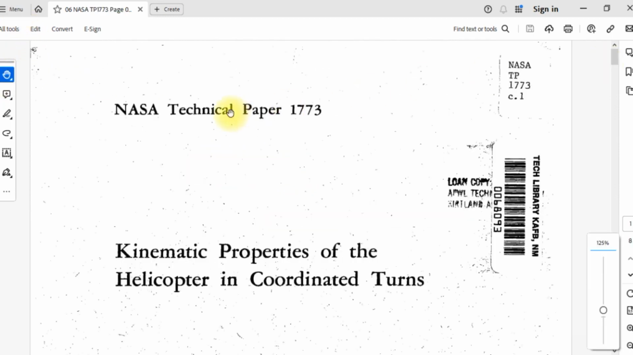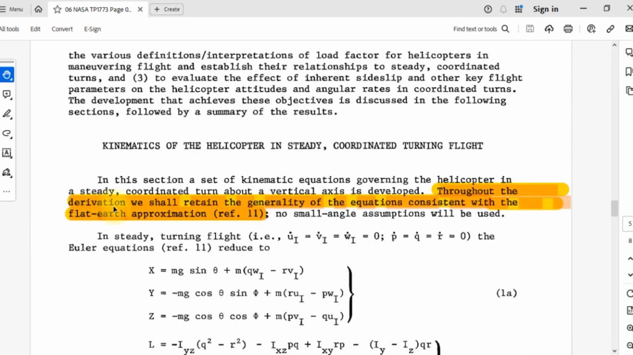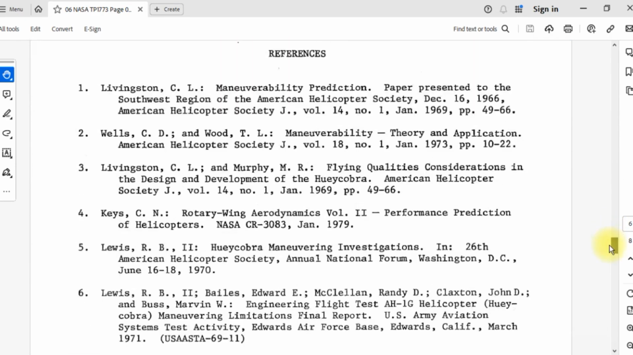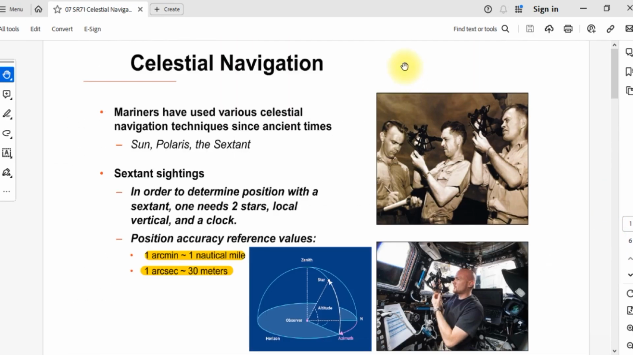Another document here, NASA Technical Paper 1773. I think this one has been discussed before. Throughout the derivation, we shall retain the generality of the equations consistent with the flat Earth approximation. So they based everything on a flat Earth. This one here is really interesting.